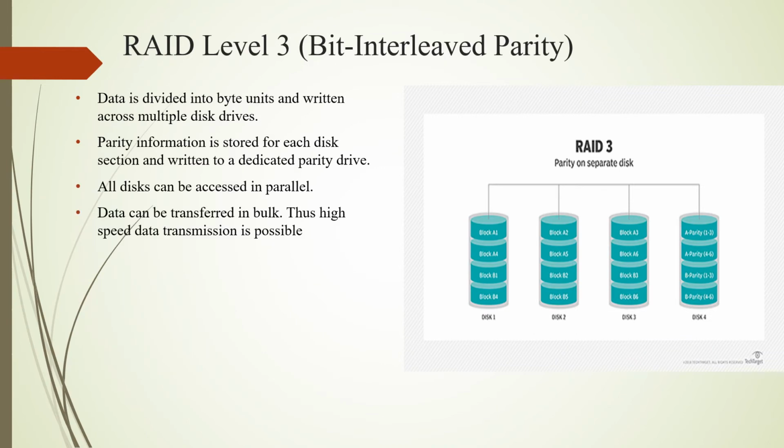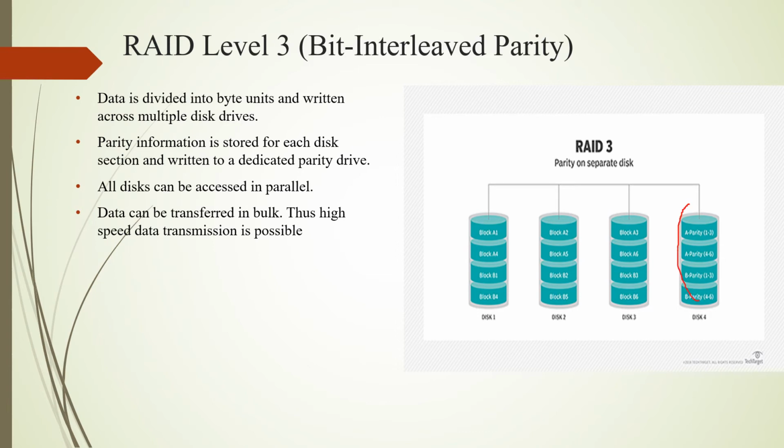RAID level 3 is also called bit interleaved parity level. From the diagram, it is clear that there are a number of disks present. Parity will be on a separate disk. The parity of all the block units of the disks will be on a separate disk. Here the data is divided into units and written across multiple disk drives. Parity information is stored for each disk section and written to a dedicated parity device.